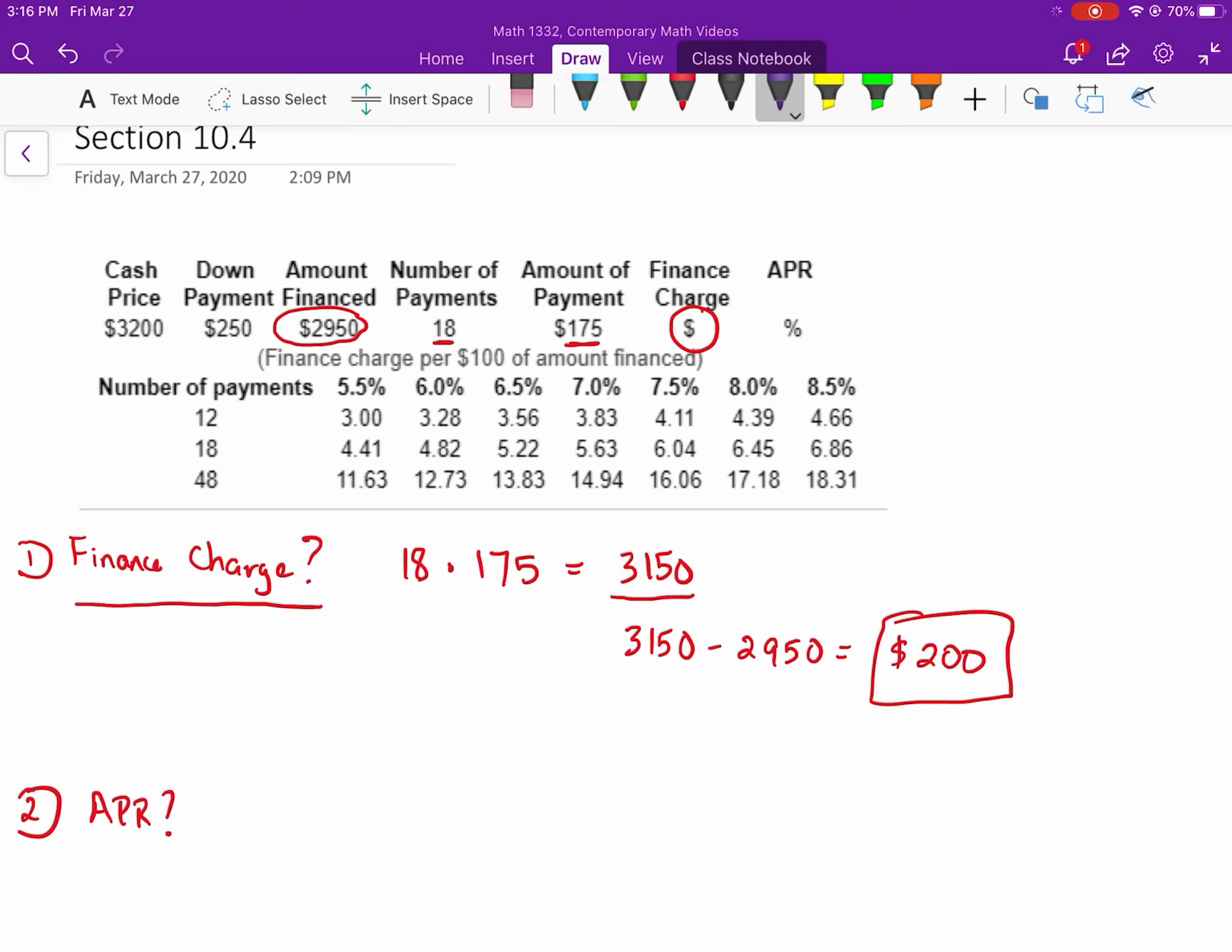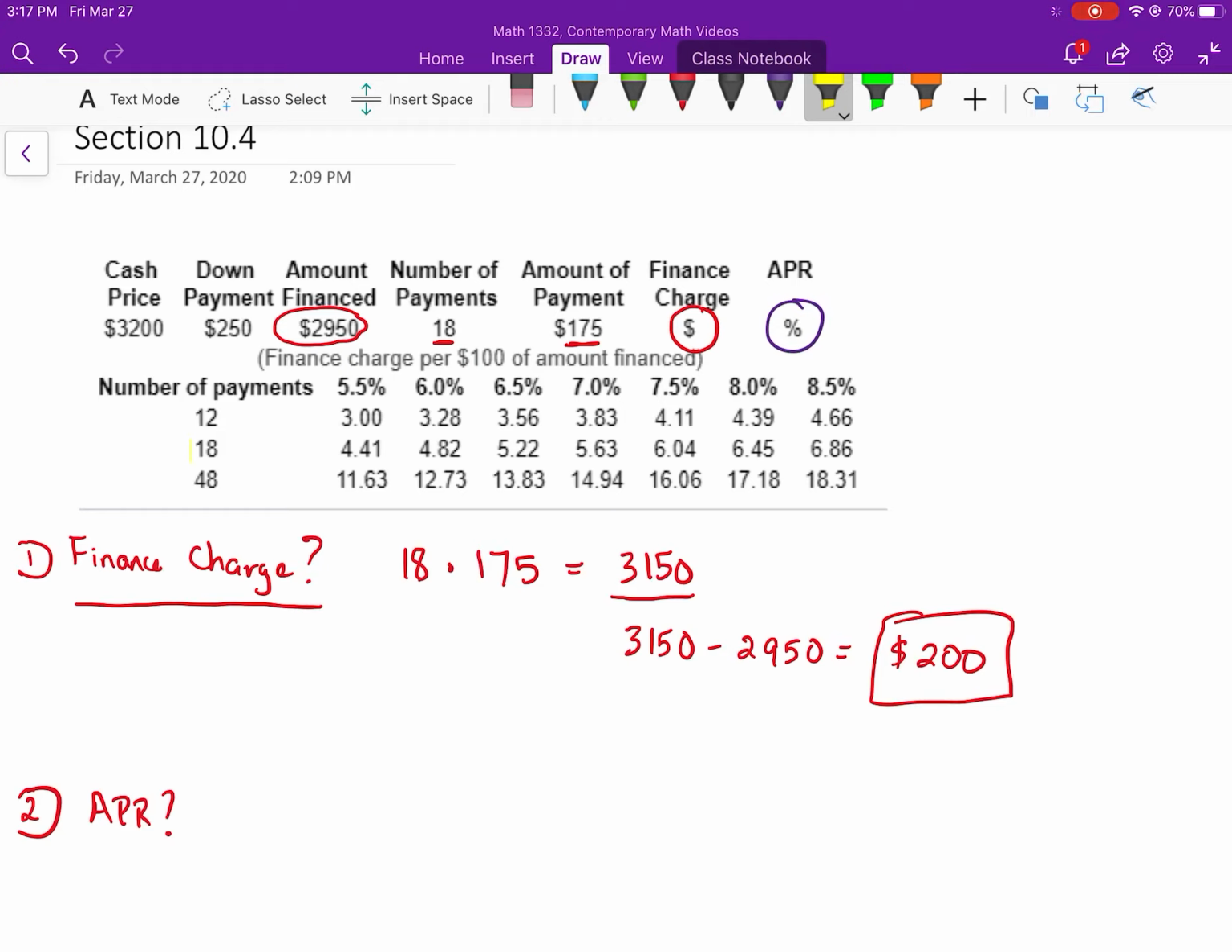Question number two was, what is the APR? Because if you notice up there in the table itself, and I'm going to circle this one in purple, it doesn't show the APR, which is quite interesting because it makes it very difficult to calculate the payment without the APR. That is why they gave us the amount of the payment, the $175.